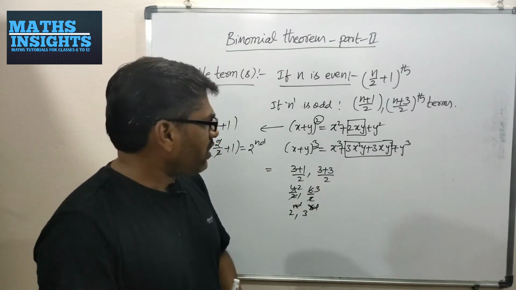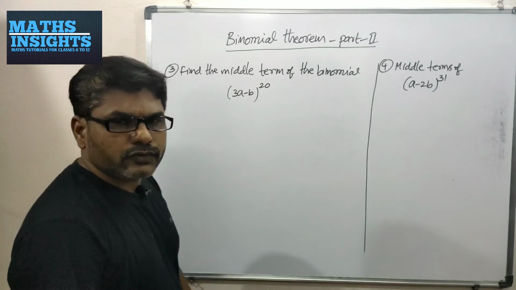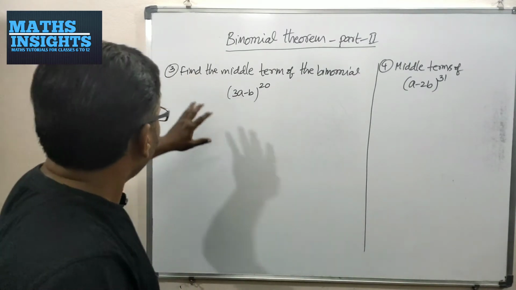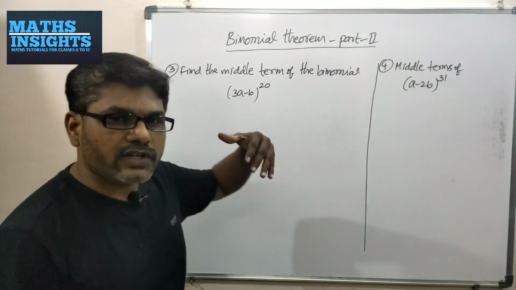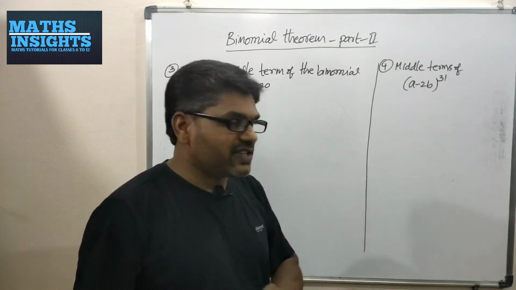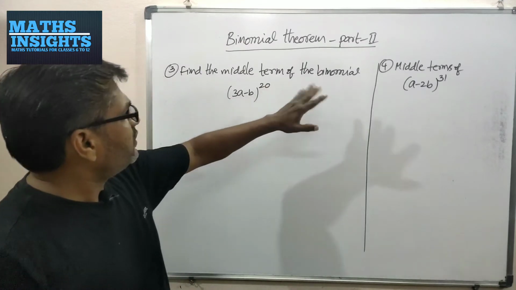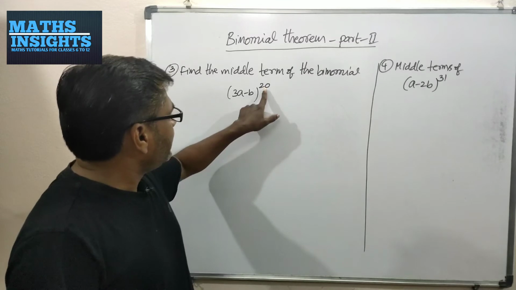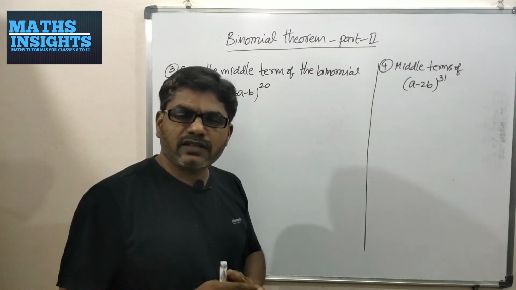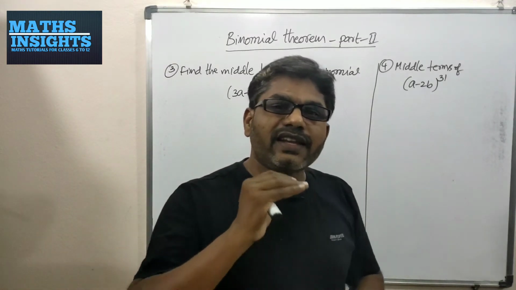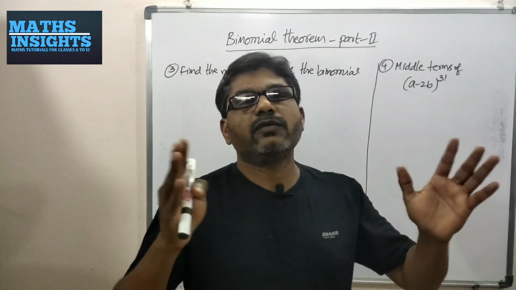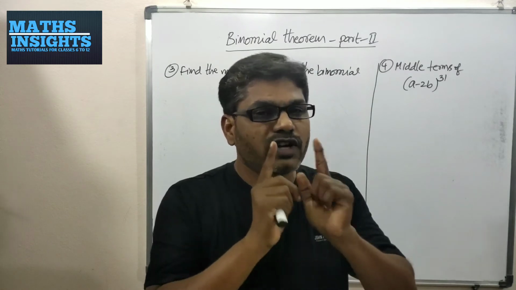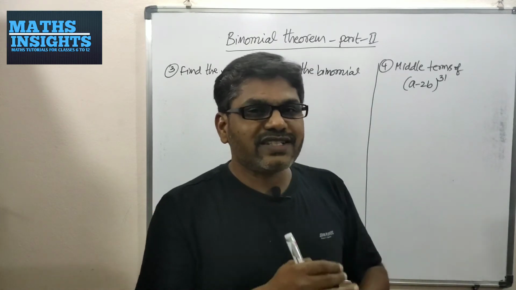This will become clear when you have an example. I am taking two problems to clear how to find the middle terms. My third problem is related to the middle terms of the expansion. Find the middle term of the binomial (3a minus b) whole power 20. The index of the binomial is 20, therefore it is an even number. So there will be 21 terms, and there will be only one middle term.